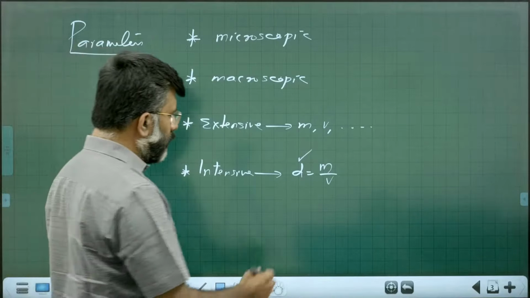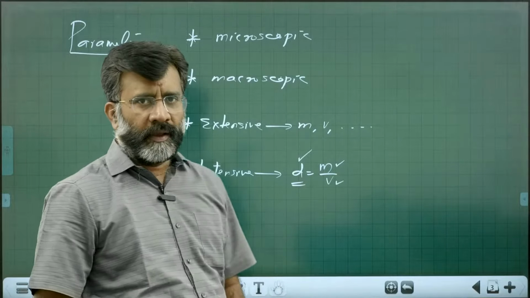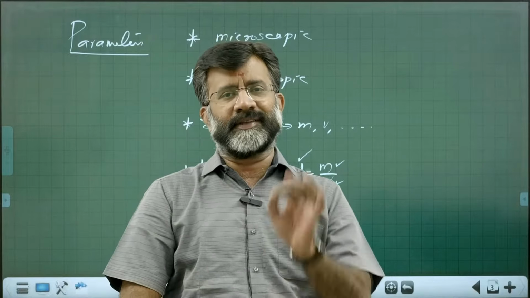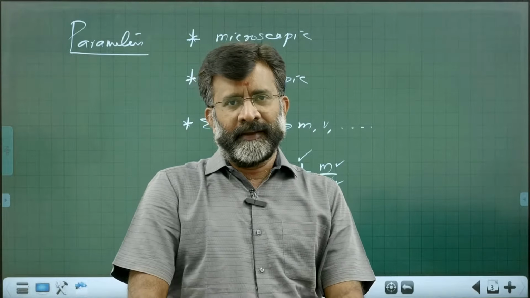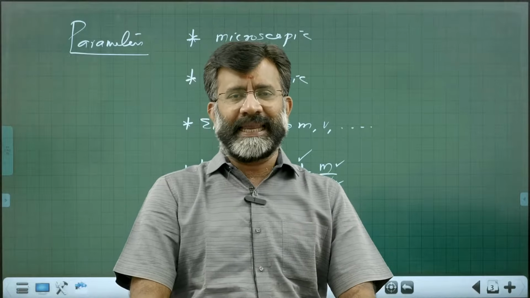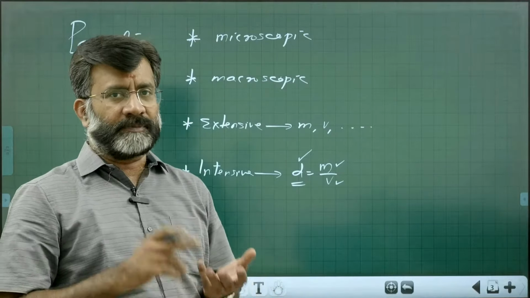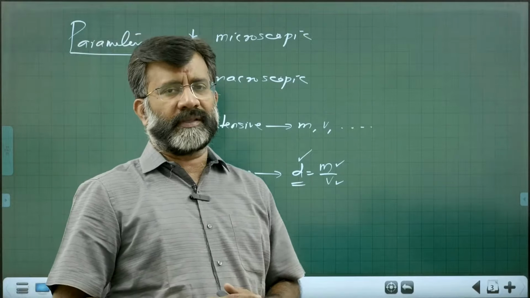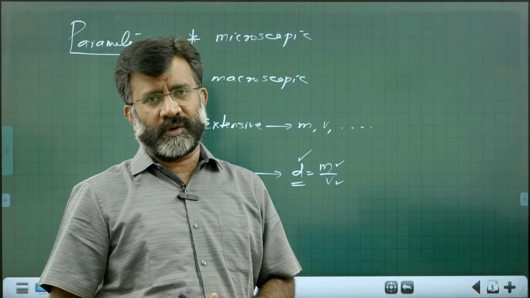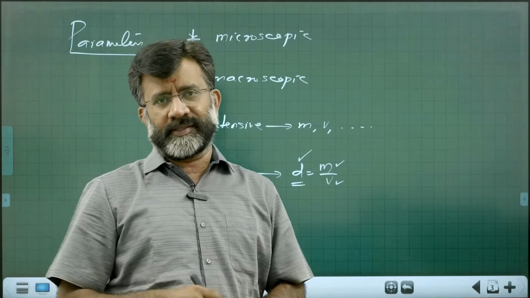Always the ratio of two extensive properties will be intensive. Or any extensive property taken per unit content is called intensive. Right? Volume is extensive, specific volume is intensive, like that. Okay? So properties, measurable properties, are called parameters. There are microscopic and macroscopic properties, and there are extensive and intensive properties.